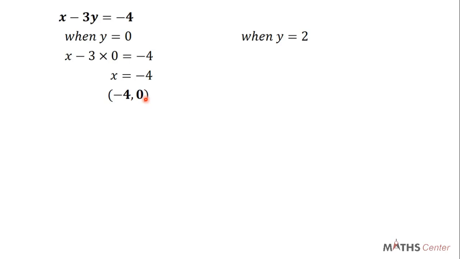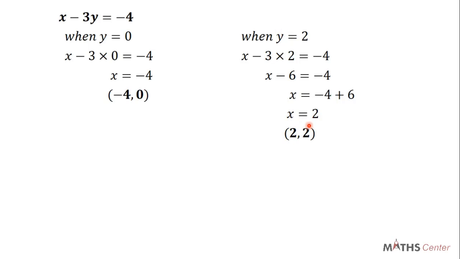Now you go on to the second one. I'll assume that y is equal to 2. Now when y is equal to 2, we will have x minus 3 times 2 is equal to minus 4. This will give us x minus 6 is equal to minus 4. X is equal to minus 4 plus 6. So x is equal to 2. So when x is equal to 2, y is equal to 2, because we assumed that y is equal to 2 and we have found x to be also 2. So you have the other point, which is 2, 2.